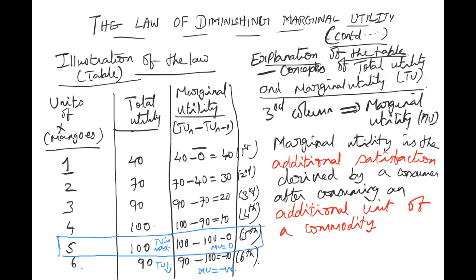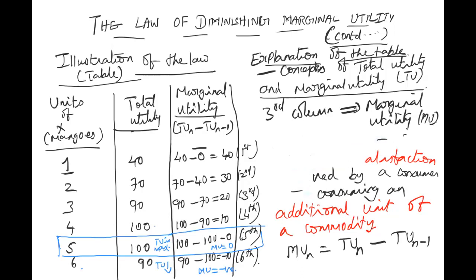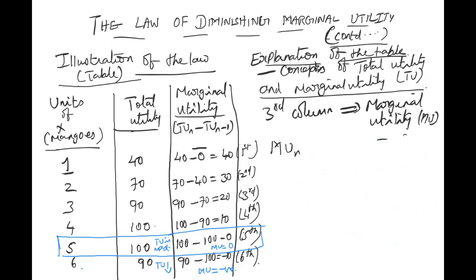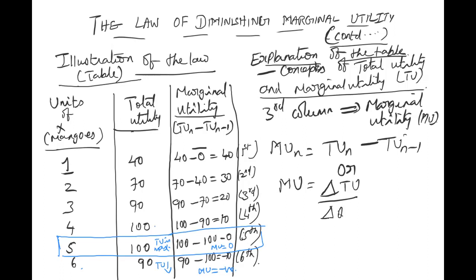So how are we calculating here? The formula is: marginal utility of the commodity is equal to total utility of N minus total utility of N minus 1. This you already know. There is one more formula for marginal utility; you can calculate in any way. Marginal utility is equal to total utility of N minus total utility of N minus 1, or marginal utility is equal to delta TU divided by delta Q. So delta is change.